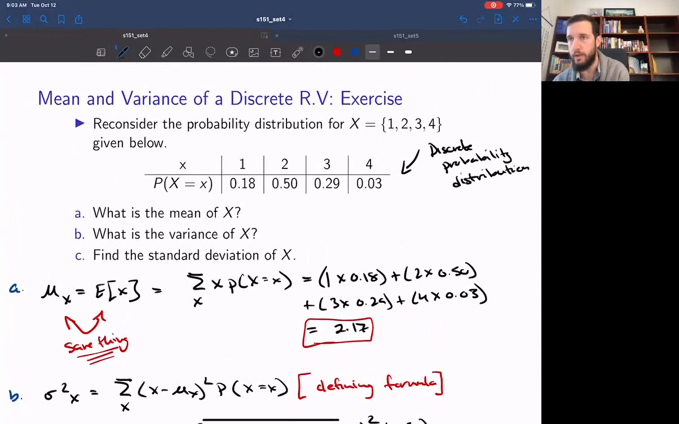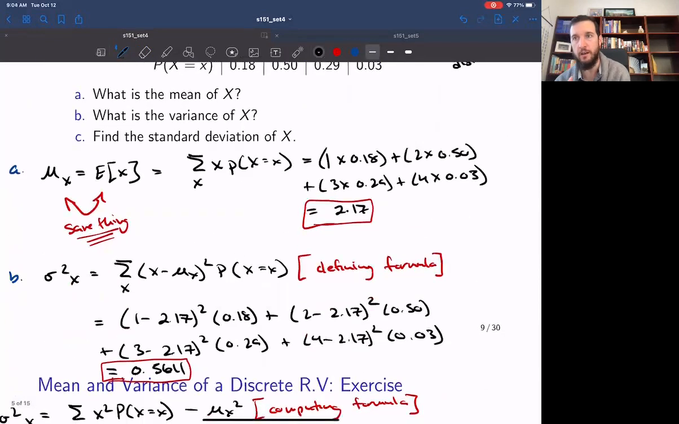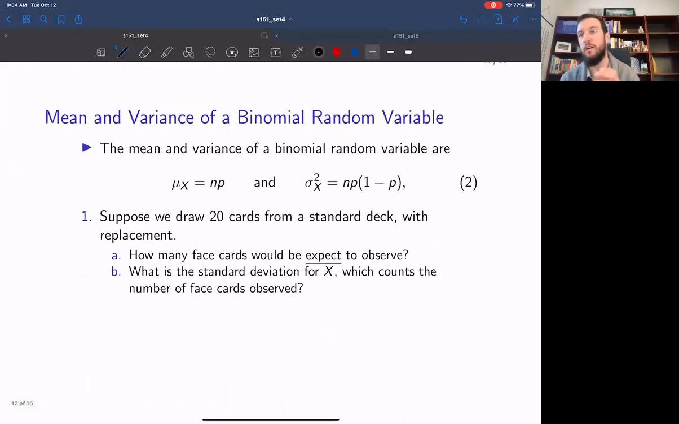So when we have a discrete random variable, in the general case, we have to compute expected value using the sum of x times p of x, and the variance using either the defining or the computing formula. When we have a binomial random variable and we want to find its expected value and its variance, we don't have to plug into that formula, because the expected value and the variance of a binomial random variable are known and they're very easy to compute.